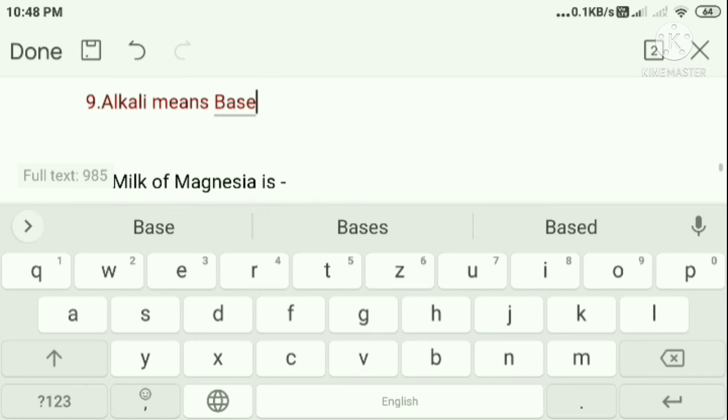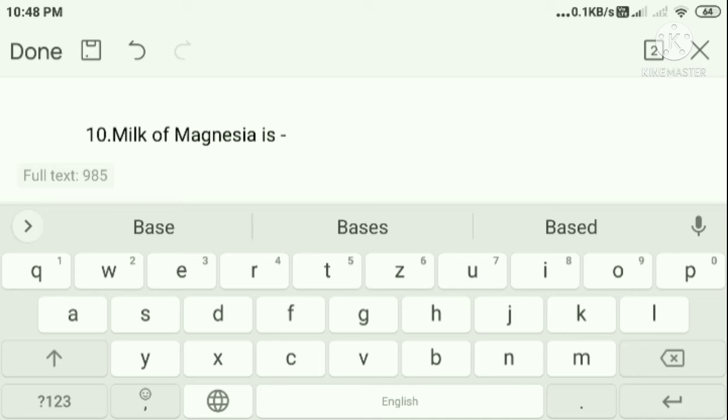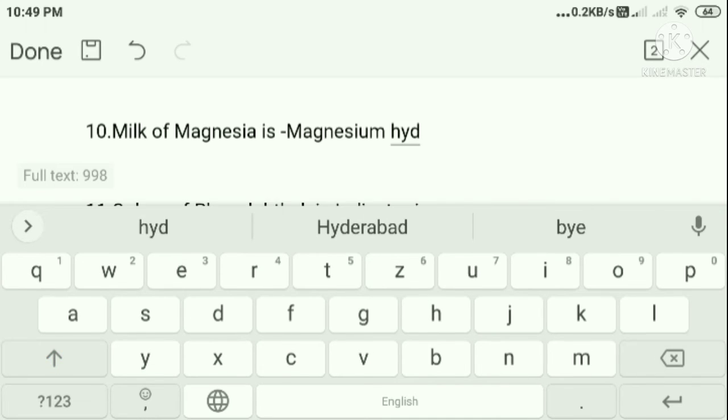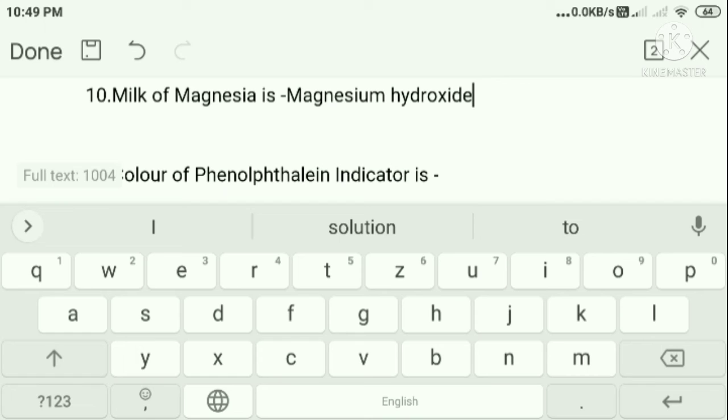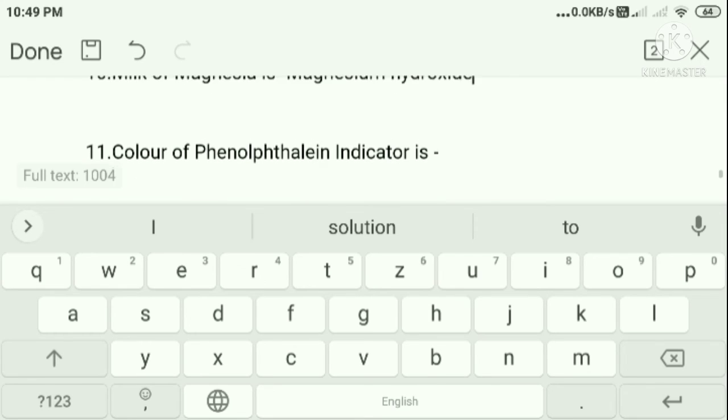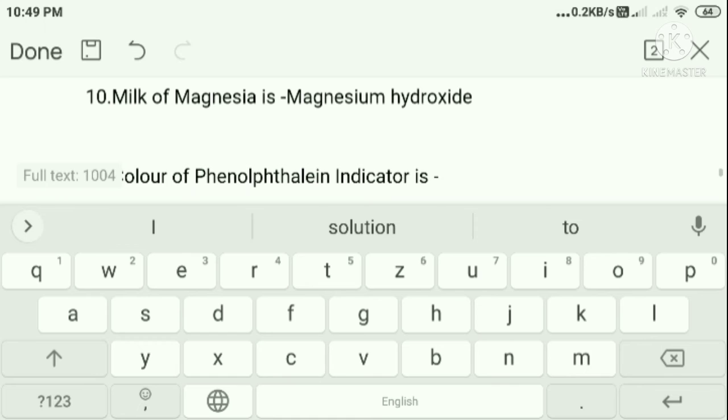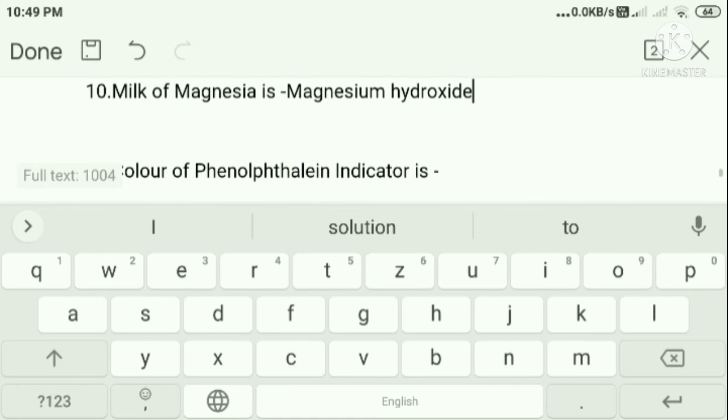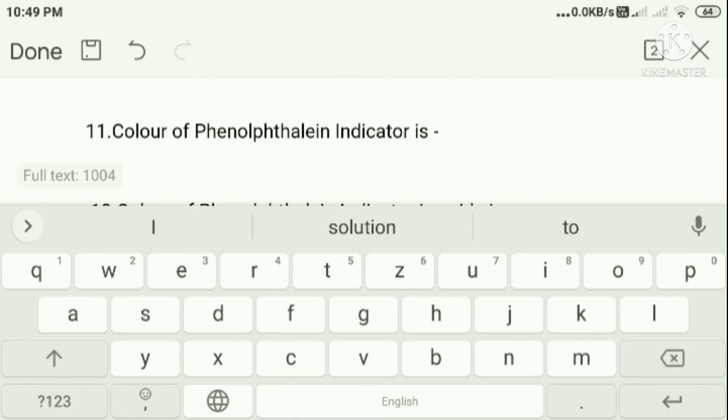Okay. Next, 10th question. Milk of magnesia. Milk of magnesia means what? That is magnesium hydroxide. Its formula is Mg(OH)2. This milk of magnesia or magnesium hydroxide is used to get relief from acidity. And the principle behind it working as an antacid is neutralization.